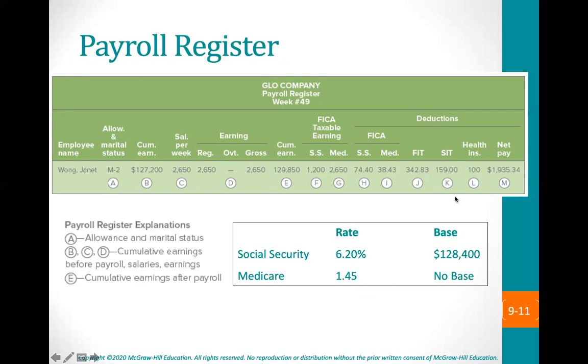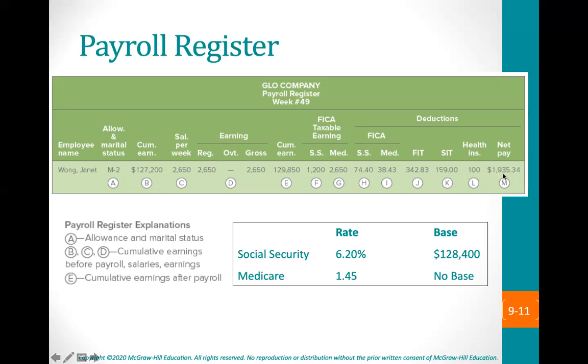We don't really do a lot with that in this chapter because the state income tax rate is different for every state. In this example, the book uses a 6% state income tax. So the book takes her gross pay of $2,650, multiplies it times 6% to get her state income tax of $159. She also has $100 withheld each week for her health insurance. So that is another deduction. You may not have that every time, but in this example, she did.